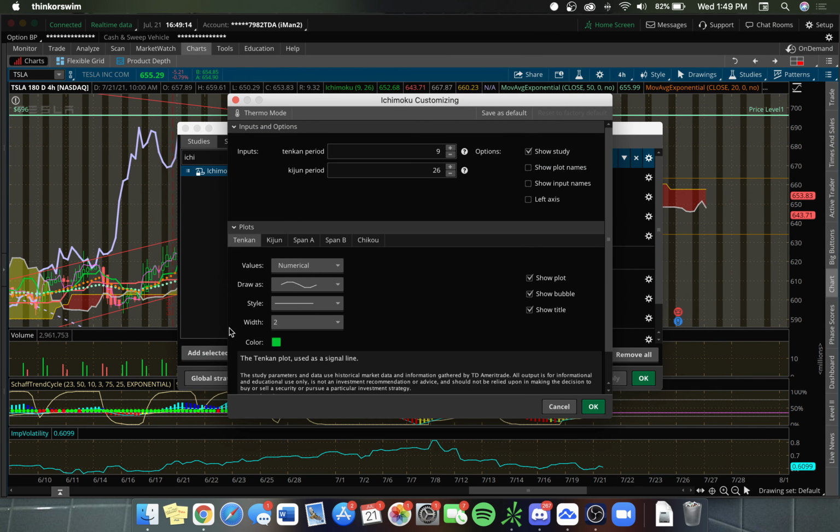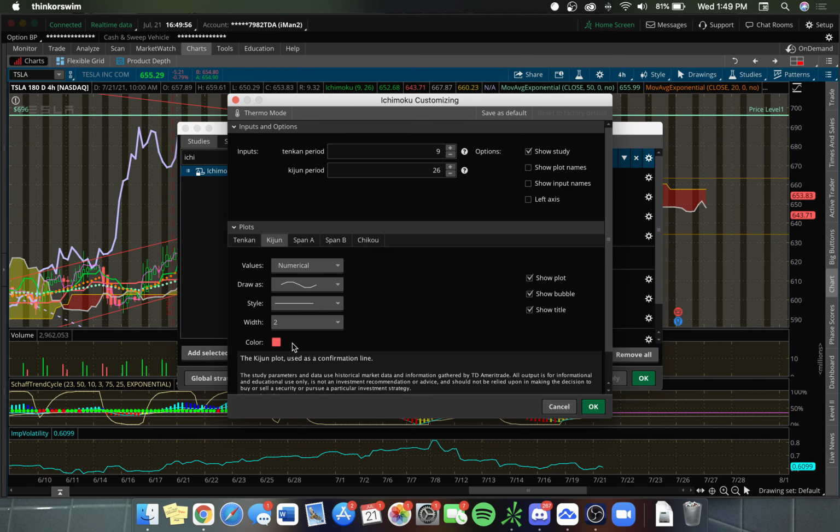Once you bring up Ichimoku, go into the settings of it. They all come with the T, the K, Span A, Span B, and Chiku. All these lines right here. My color is green for the T line, the Tenkan. It's 2 width. Then if you go to your K line, it's 2 width as well. Everything on here has a width of 2. My T line is green, K as well, right here. It's 2, and my color is red.